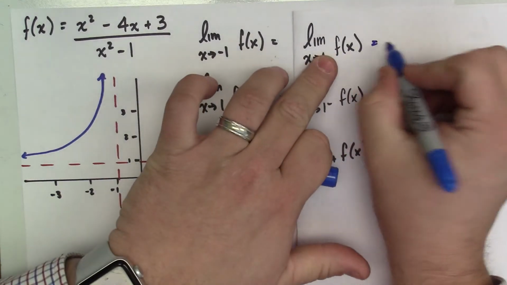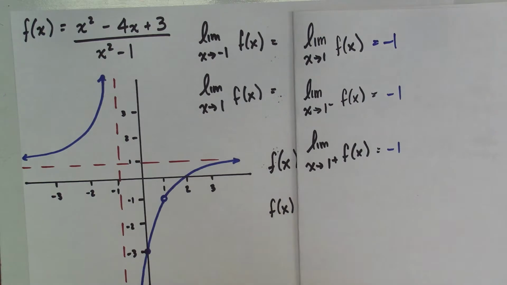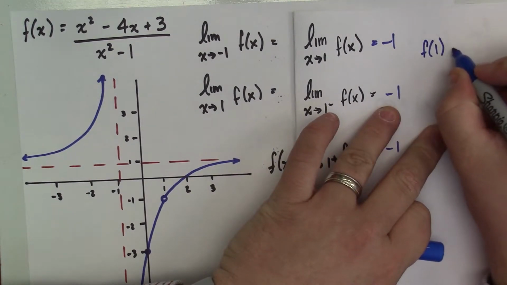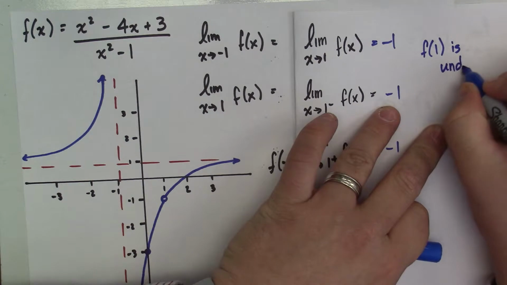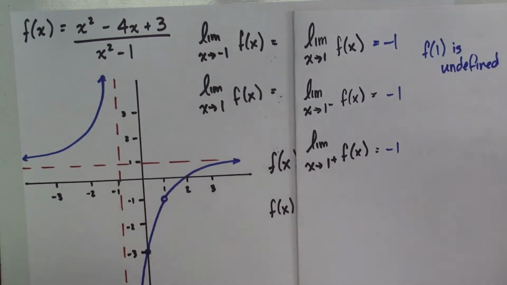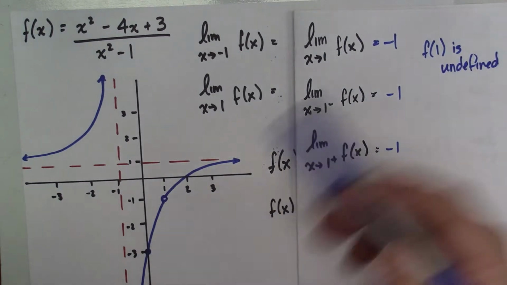We can actually say from this graph that the limit, as x goes to 1, of f of x is -1, even though f of 1 is undefined. I don't know what that function value is. I can't know what that function value is because everything else is going on.